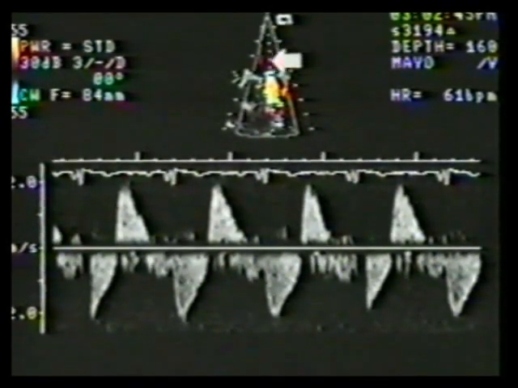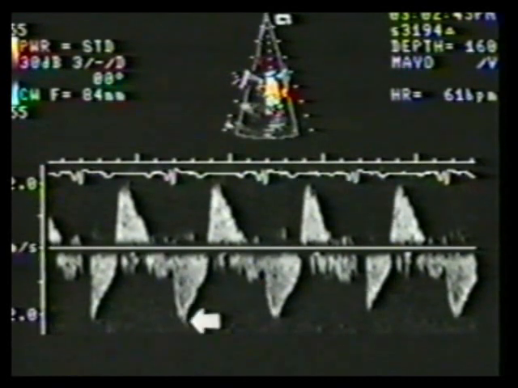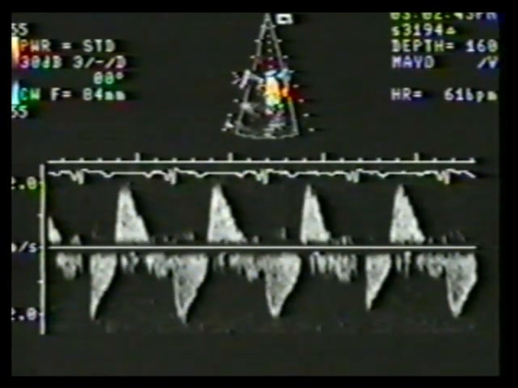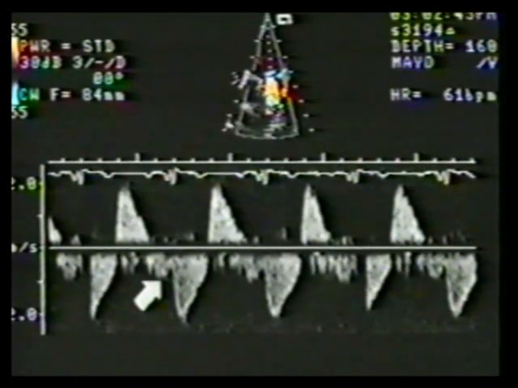Using a continuous wave transducer, we note a systolic velocity peak at 2 meters per second. Pulmonary stenosis is mild, with a maximum gradient of 16 millimeters of mercury. The severe pulmonary regurgitation has a very steep deceleration slope. Furthermore, after atrial systole, there is diastolic forward flow in the pulmonary artery. This results from severe elevation of the right ventricular end diastolic pressure with premature opening of the pulmonary valve.